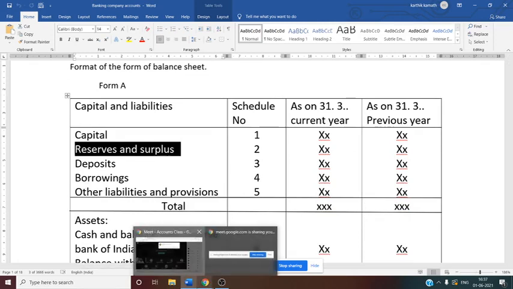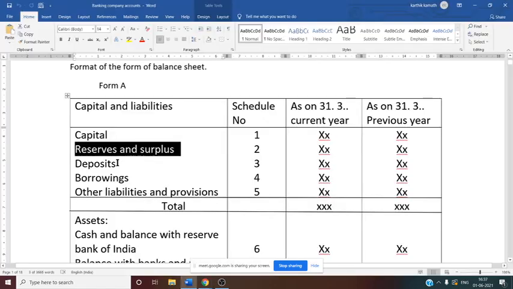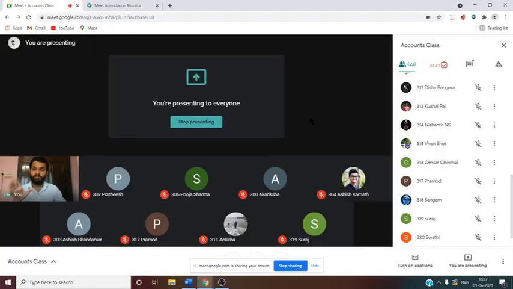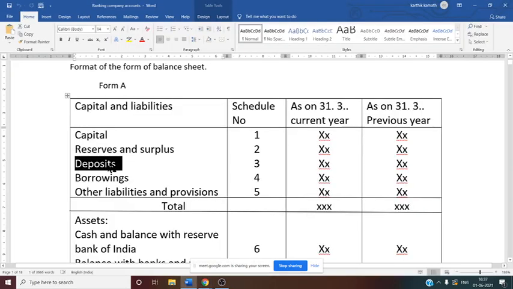After reserves and surplus, the third one is deposits. Whenever we are preparing the balance sheet, this is the balance sheet of a bank, so we have to think from the banking point of view. We have to understand what is income for the bank and what are the expenses for the bank. All the expenses and incomes you have to identify from the point of view of the bank. So deposits, such as deposits from any other bank, any demand draft, you can consider here. Deposits is schedule number 3.